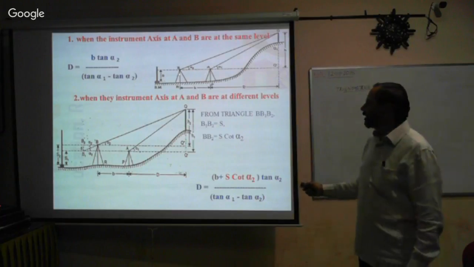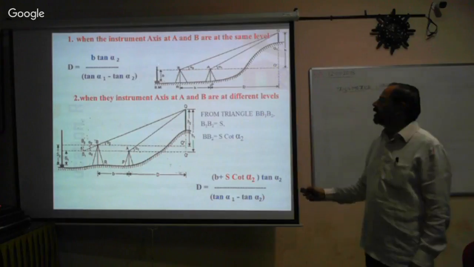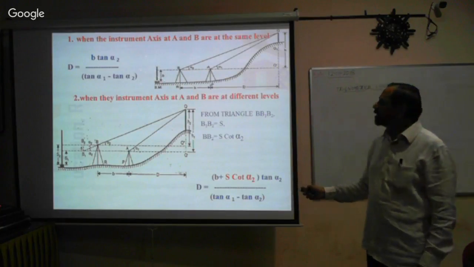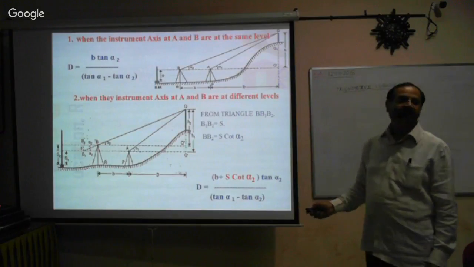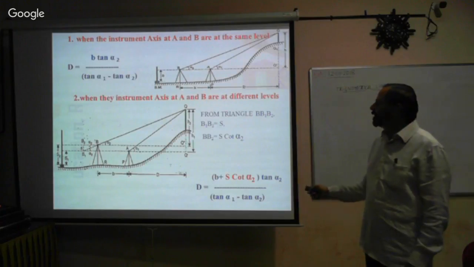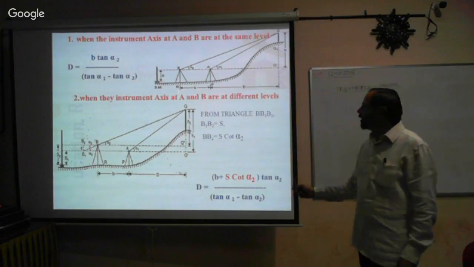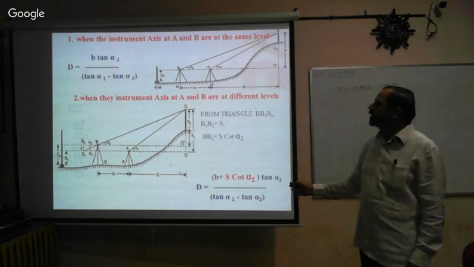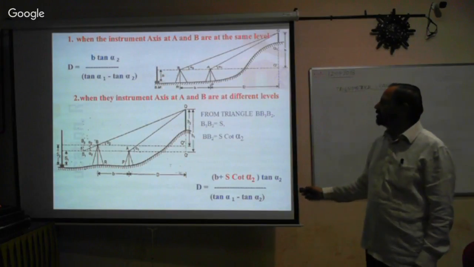Then shift the instrument to the next station and make the line of sight horizontal and note down the staff reading on the benchmark, and measure the vertical angle, that is alpha 2. After measuring alpha 1 and alpha 2, and also the distance known, there are 3 data known. Alpha 1 is known, alpha 2 is known, and the distance between the two stations is known, and the staff reading from station A and from station B is known.